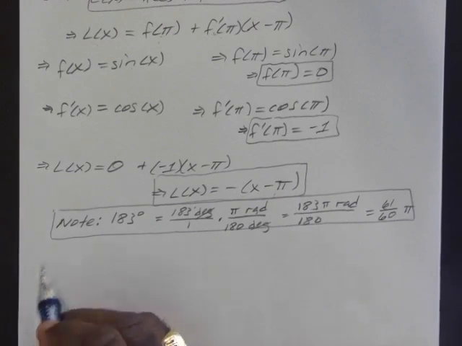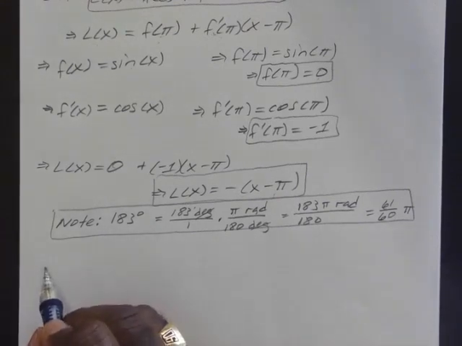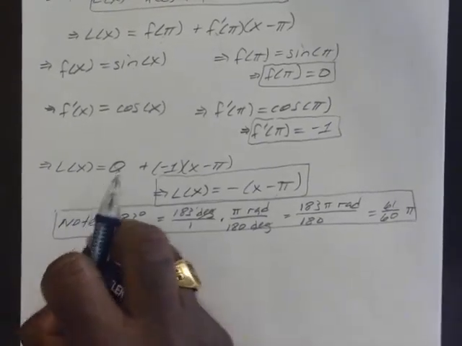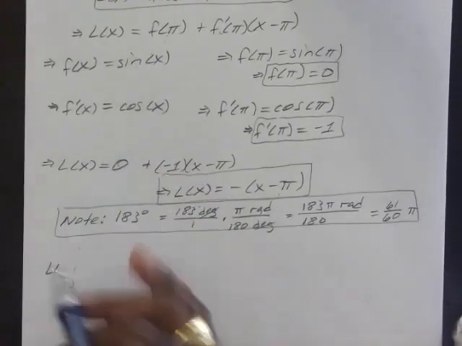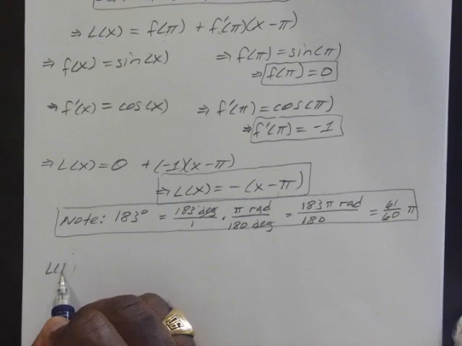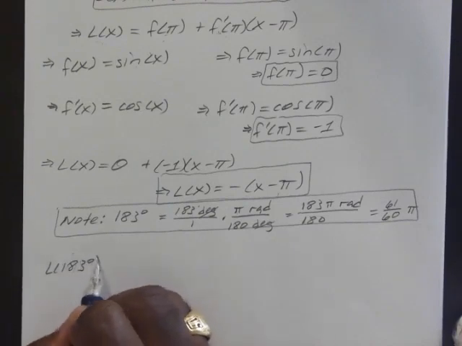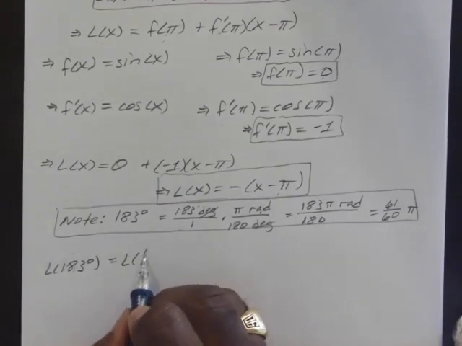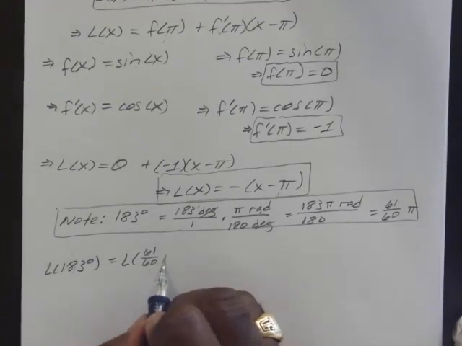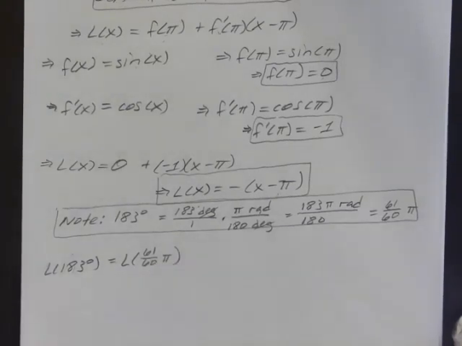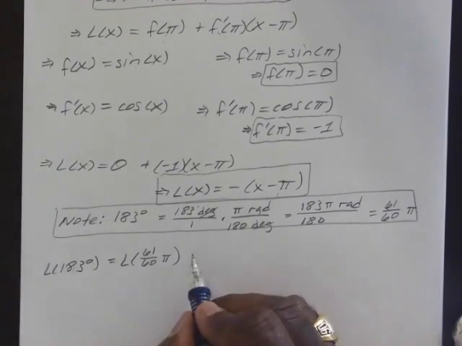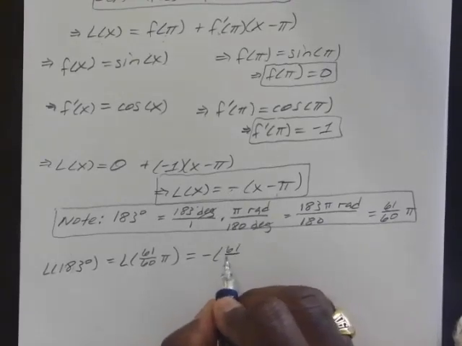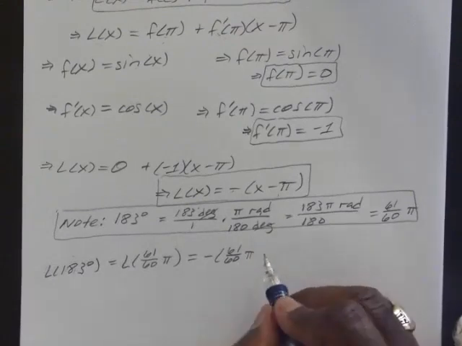So if we want to find the linear approximation, I'll just go ahead and plug it in instead of writing the formula again. We got the formula already right there, so no need to rewrite it. So we'll just make that our 183 degrees. That's the same as saying the linear approximation of 61 over 60 pi. And that's going to equal negative 61 over 60 pi minus pi.